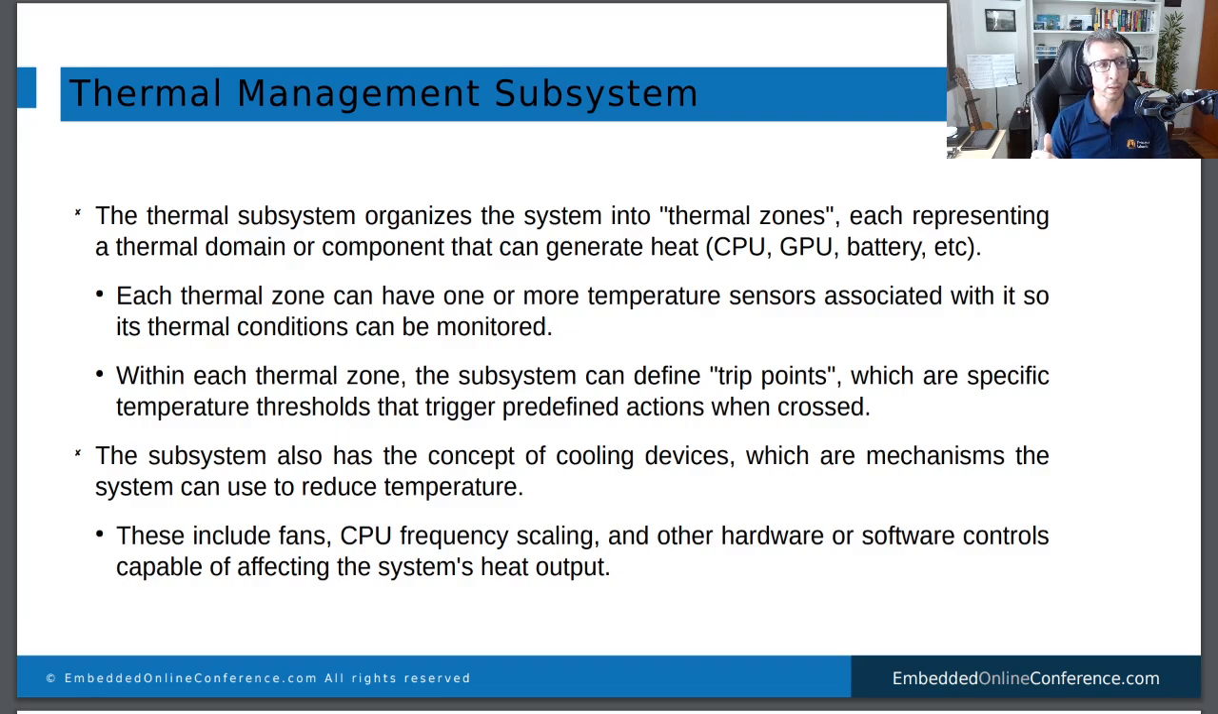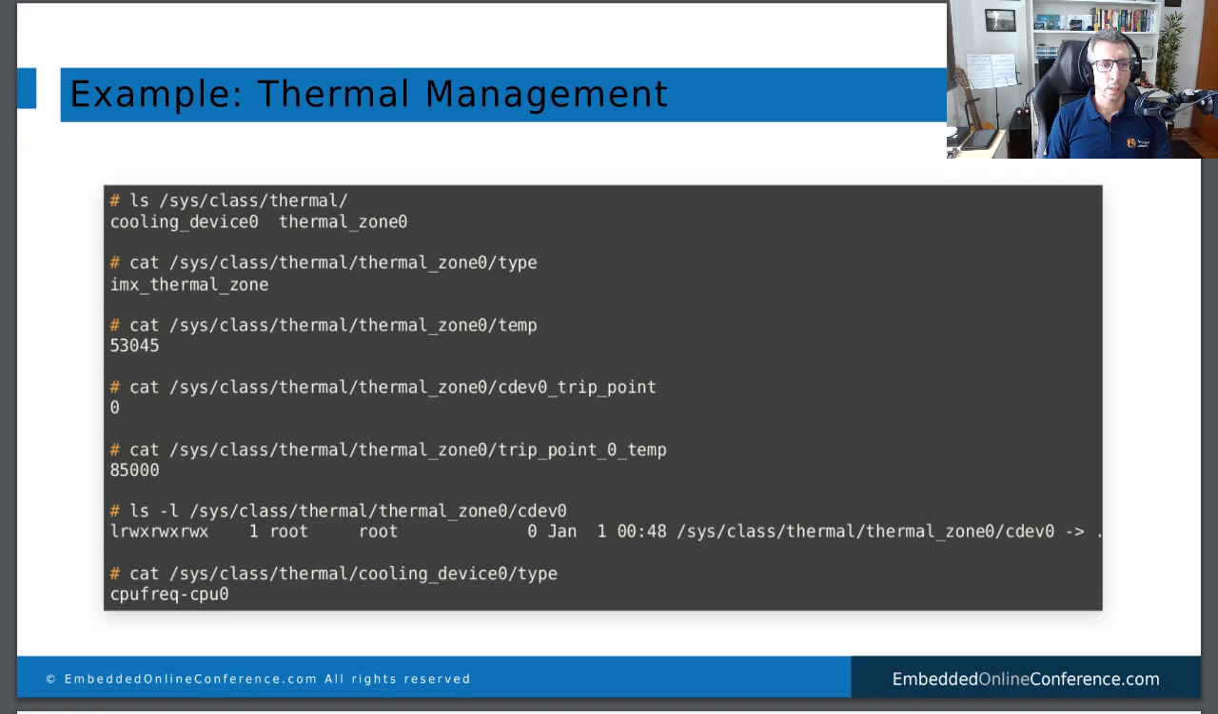For example, you can configure if this CPU reaches 50 degrees Celsius, then I want to turn on the fan to decrease the heat generated by the CPU. So you have devices, sensors, and actuators, right, in this infrastructure.